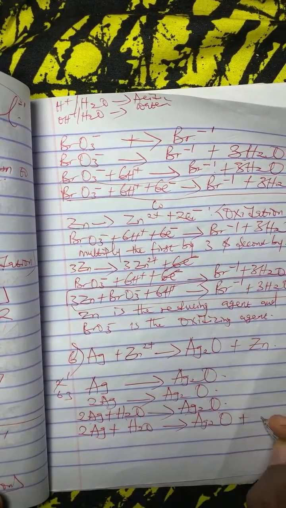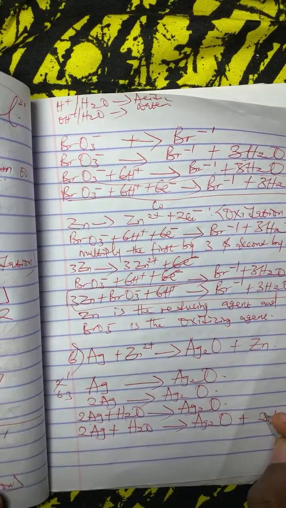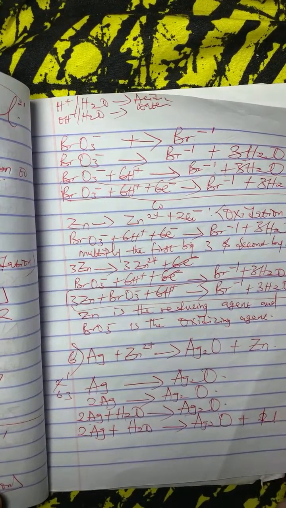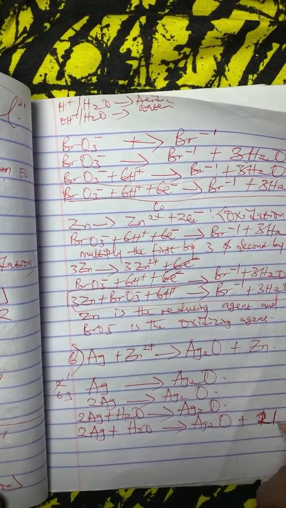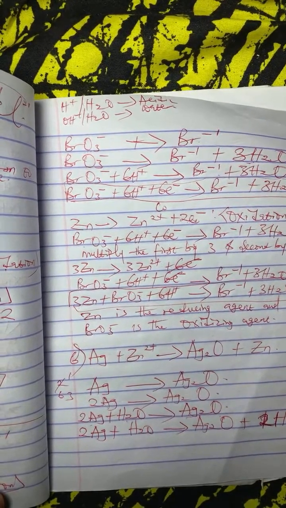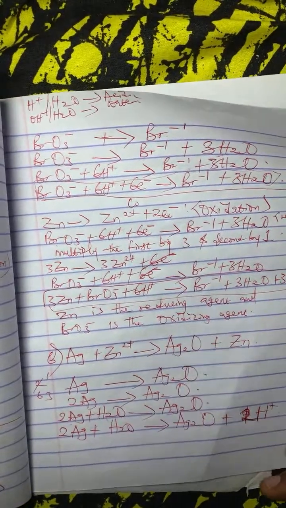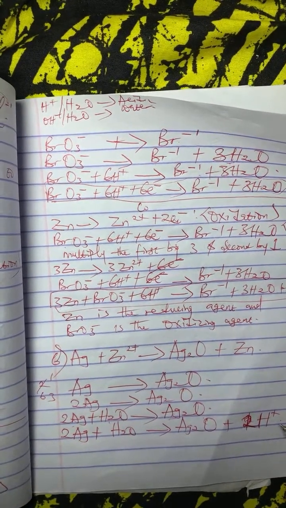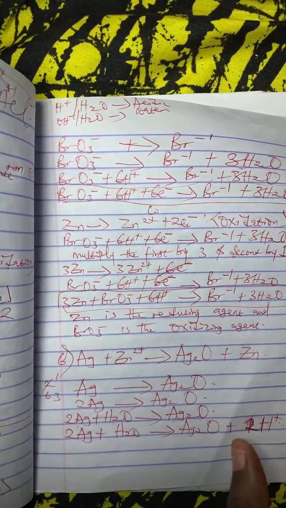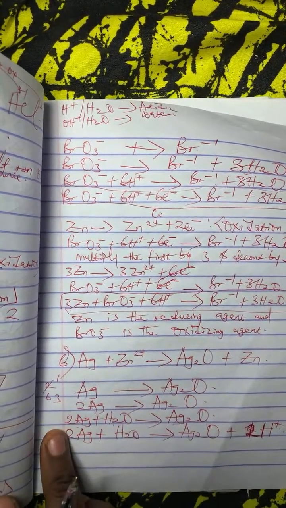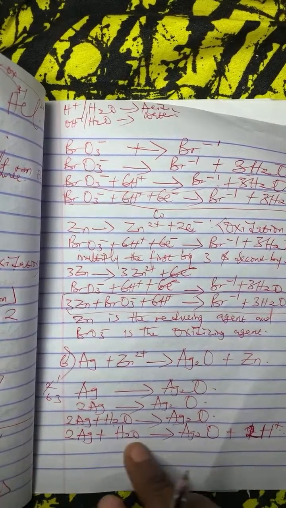Ag2O plus 2 hydrogen ion. Are we together? Because we want to make 2 hydrogen ions, this is 2, please, no mistake. If you look at the charge here, it is +2. The right-hand side, what's the charge? +2. The left-hand side, what's the charge? 0. So we need to make the charges neutral.